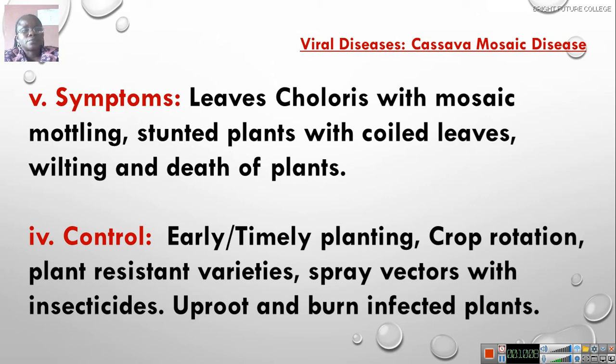What are the symptoms? You see yellowing of the leaf, which we call leaf chlorosis, with mosaic mottling. You see stunted plants with coiled leaves. You look at the leaves of the cassava. You see coiled leaves, wilting, and death of the plant. Those are the symptoms of cassava mosaic.